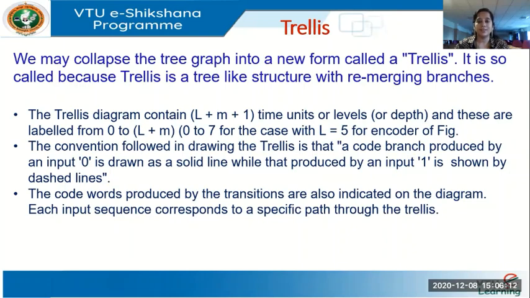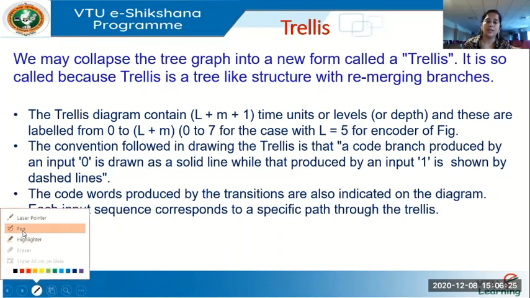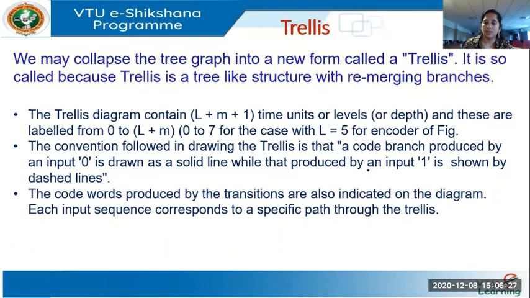And the convention you should understand, very important, the convention which we use in drawing the trellis is: a code branch produced by an input 0 is drawn as a solid line, while that produced by an input 1 is shown by dashed lines. That's how we are going to draw the trellis.